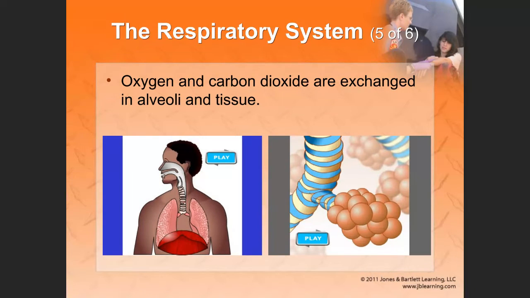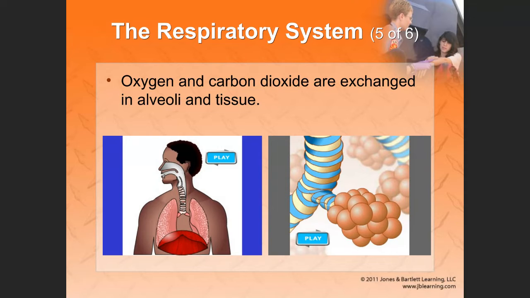Now, within the respiratory system, oxygen and carbon dioxide are exchanged in the alveoli and tissue. And the exchange of oxygen and carbon dioxide, this is what we refer to as respiration. So respiration is the exchange of gas, oxygen and carbon dioxide. And this can occur within the lungs, and it can occur within the cells or tissues within the body.